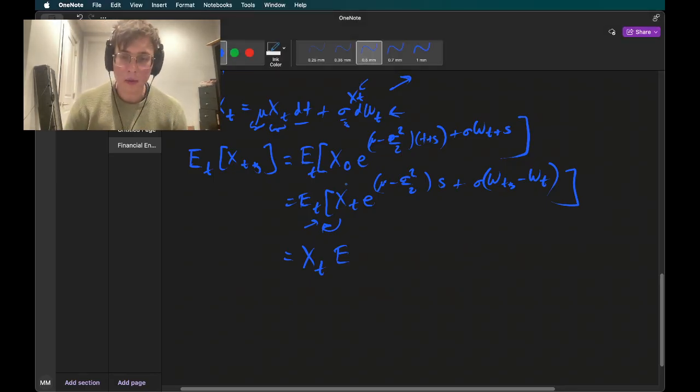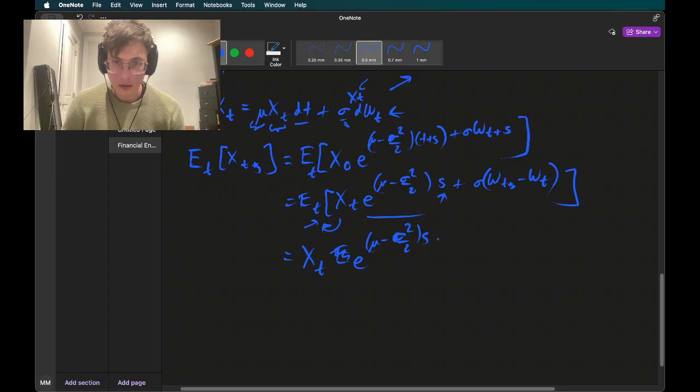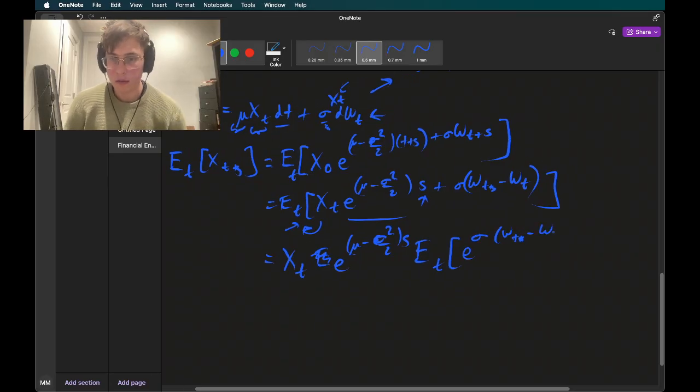Yes, so obviously I forgot to mention this s is not a random variable. It's just a constant, so we can take this out of the equation as well, and we have e to the mu minus sigma squared over 2 multiplied by s, and the only thing we have left to calculate the expectation of at time t is this thing, e to the sigma (W_{t+s} minus W_t).